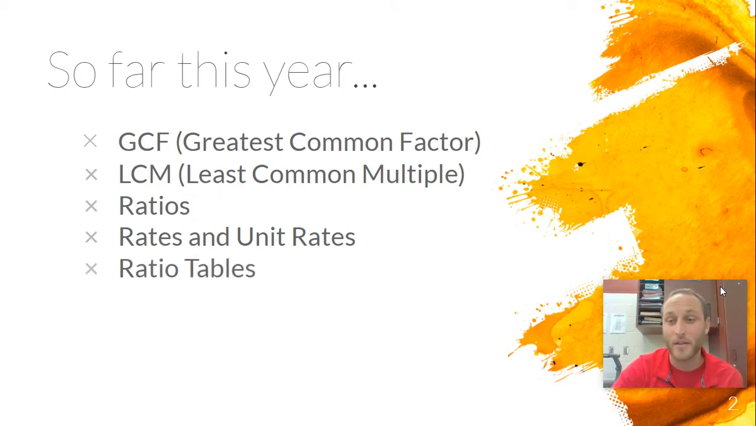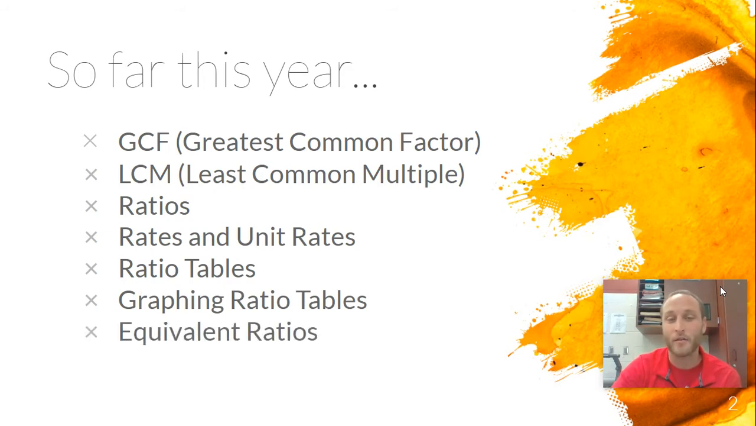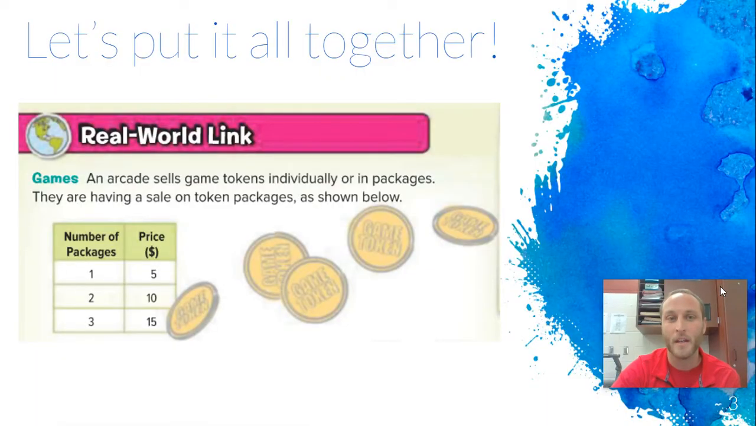We've set up ratio tables. We've looked at ratio tables and how to use them. We've graphed ratio tables on a coordinate plane. And then just last week, we started doing equivalent ratios. So looking at a ratio that would be equivalent to another ratio to try to solve problems. So in this final lesson, we are going to kind of combine it all together. So hopefully a lot of this sounds familiar. So let's put it all together.